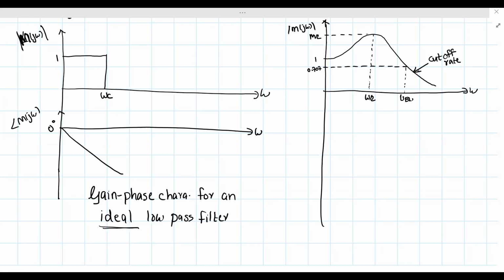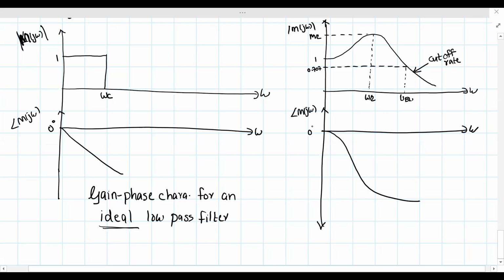Now what will be the phase angle? The phase angle will be something similar to this. Omega, angle M(jω). It will be a curve like this. It starts from 0 degree. So this is the typical gain phase characteristics for a typical feedback control system.